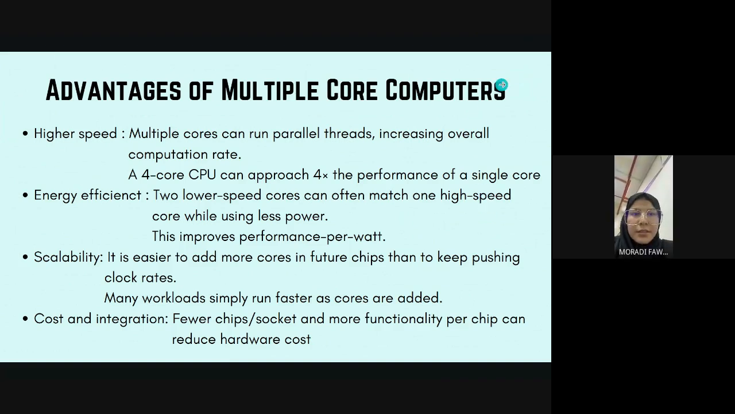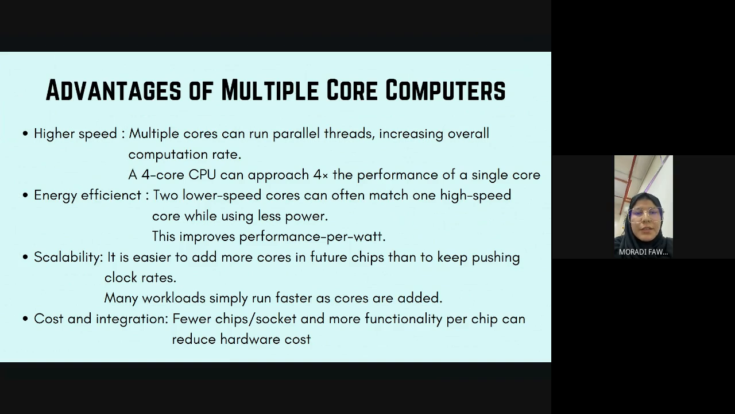Okay, let's now learn about the advantages of multiple-core computers. Here are a few of the advantages. The first one is higher speed. Multiple cores can run parallel threads, increasing the overall computation rate. A four-core CPU can approach 4x the performance of a single core.